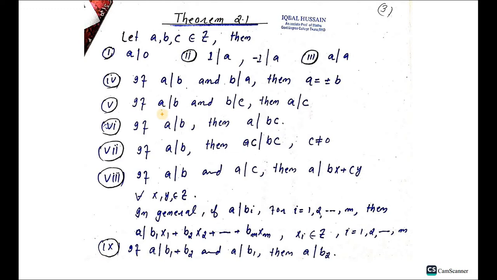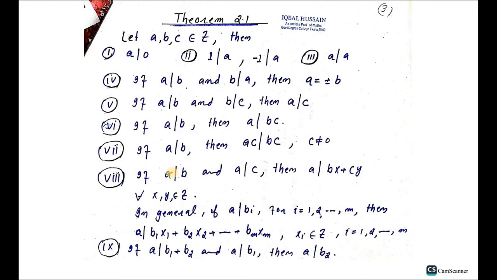If the integer a divides integer b and if b divides c, then a will divide c. This is the transitive property. If a divides b, then a will divide the product of two integers b and c. If a divides b, then the product ac will divide the product bc, where c is not equal to 0. If a divides b and a divides c, then a divides bx plus cy, where x, y belong to Z.